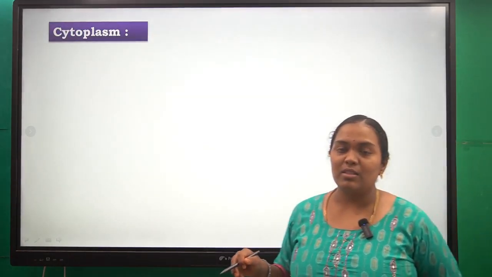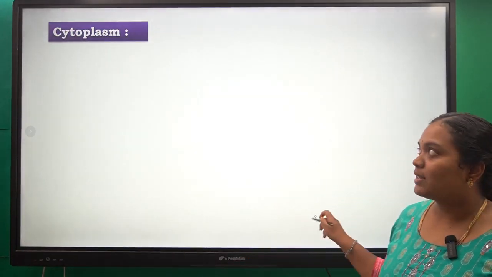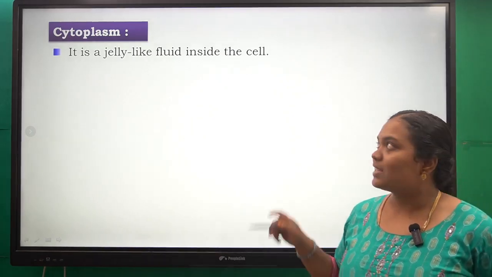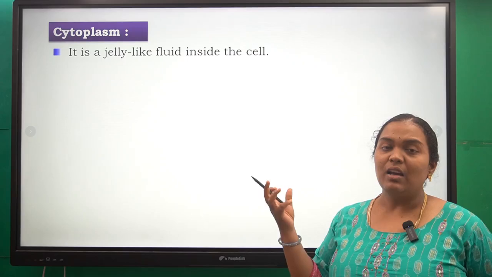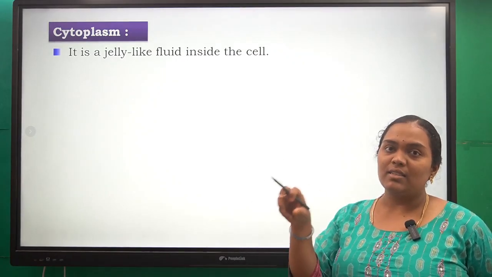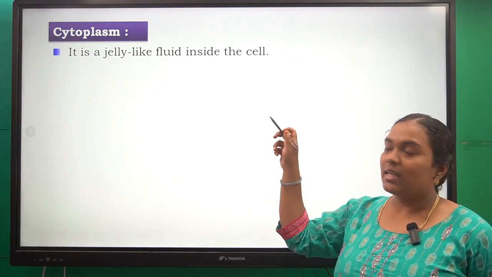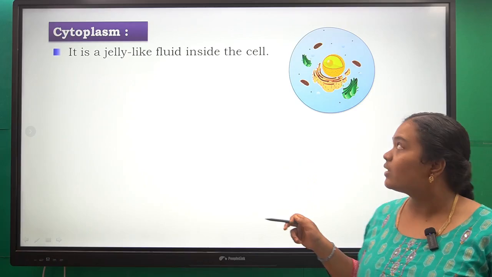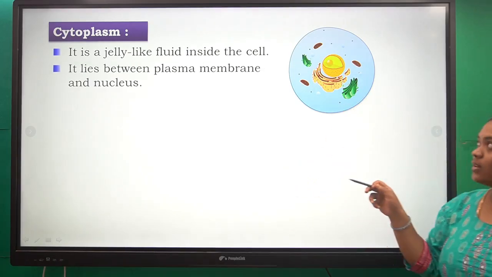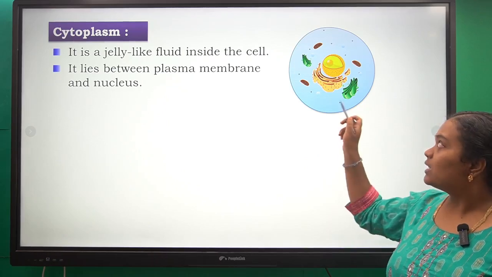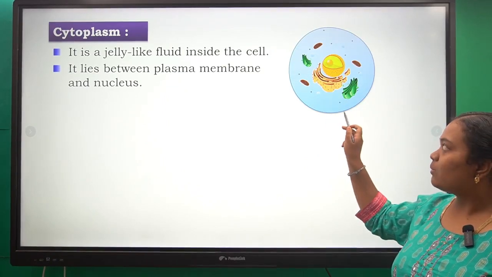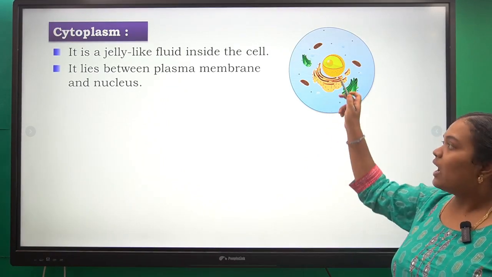Next part of the cell is the cytoplasm. This cytoplasm is a jelly-like fluid. Why am I saying jelly? It is not completely fluid but a matrix where the cell organelles are present. So it is a jelly-like fluid inside the cell. You can see here, it lies between the plasma membrane and the nucleus. This jelly-like material is present between the plasma membrane, that is the cell membrane, and the nucleus.